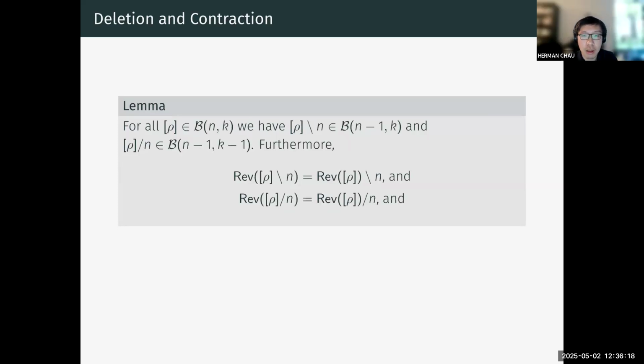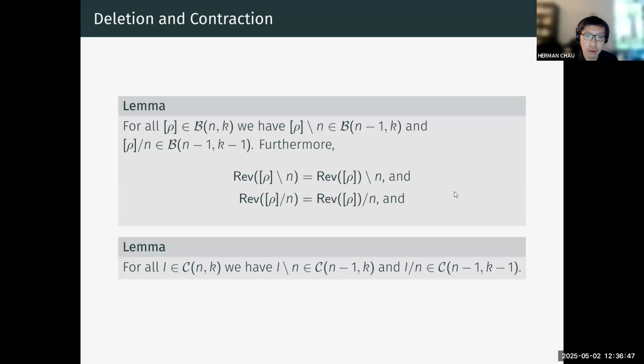So a nice lemma that we have is if I start off with an admissible order, then both the deletion and the contraction are going to be admissible orders. And it preserves the commutation classes. And furthermore, if we look at reversal sets, you can delete by n or contract by n and then take the reversal sets. And that would be the same thing as taking the reversal set and then deleting or contracting by n. And similarly, if you start off with something that's consistent, after you delete n or contract n, it remains consistent.